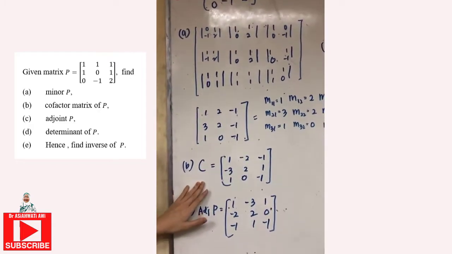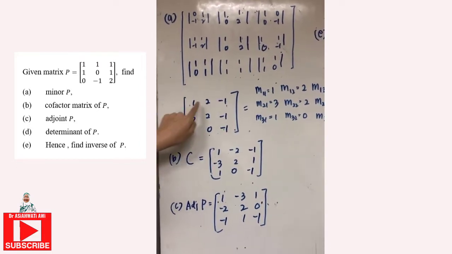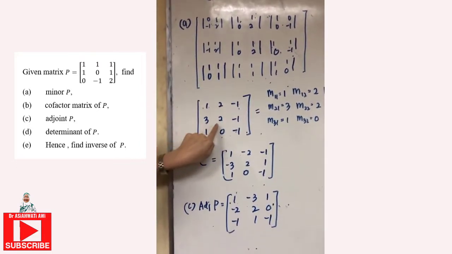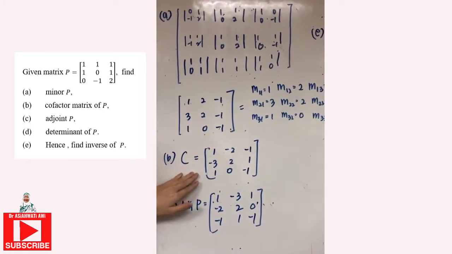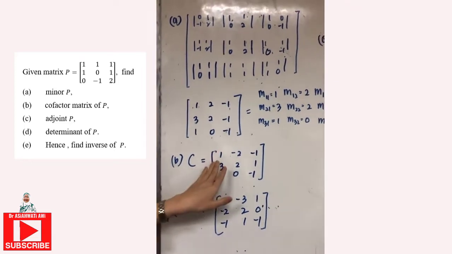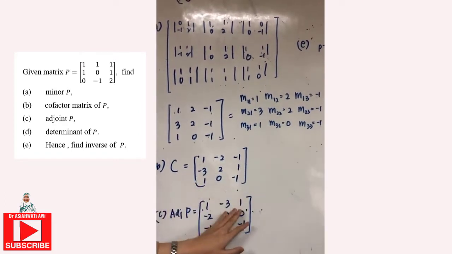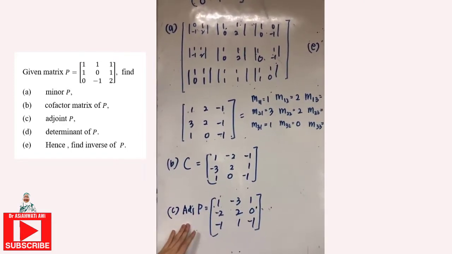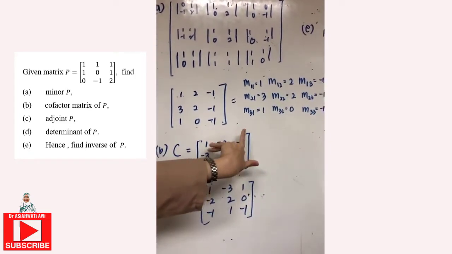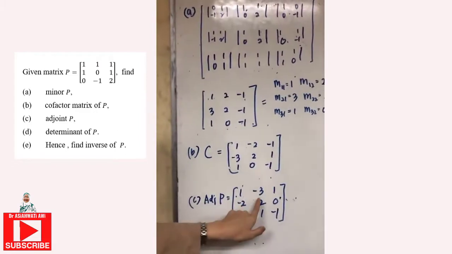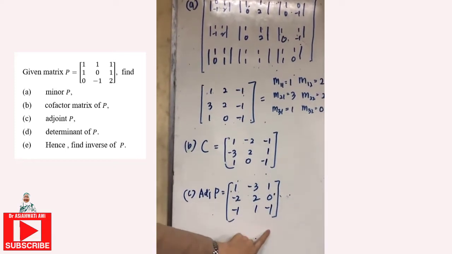So to find the cofactor P, we just need to multiply by the sign. Positive, negative, positive, negative, positive, negative, positive, negative, positive. So we'll get the answer. Cofactor P equals 1, negative 2, negative 1, negative 3, 2, 1, and 1, 0, negative 1. Next, to find the adjoint P, we just need to change the vertical into the horizontal. Then we'll get 1, negative 3, 1, negative 2, 2, 0, negative 1, 1, and negative 1.